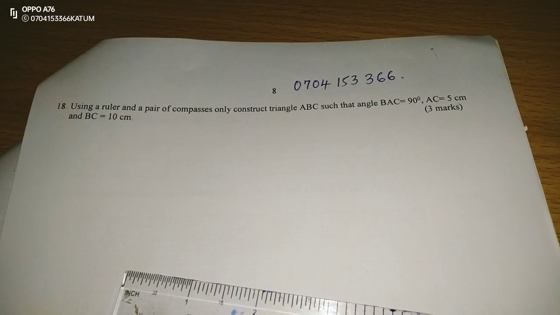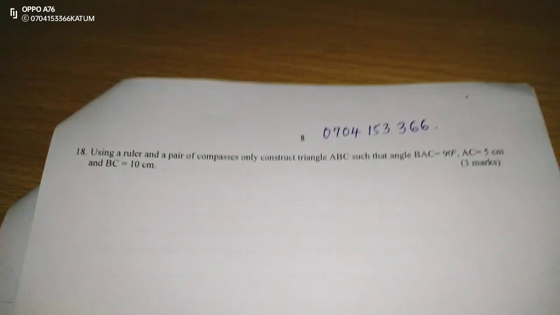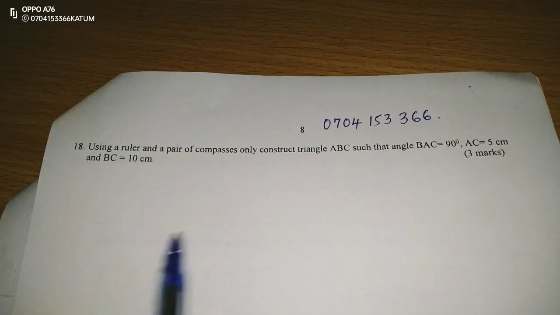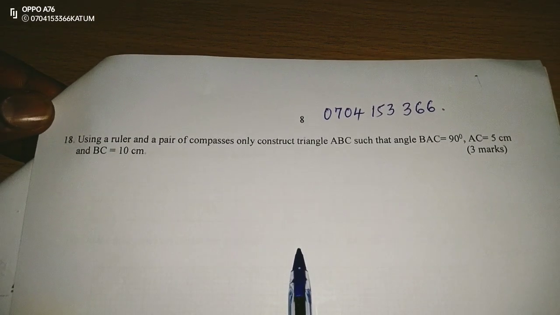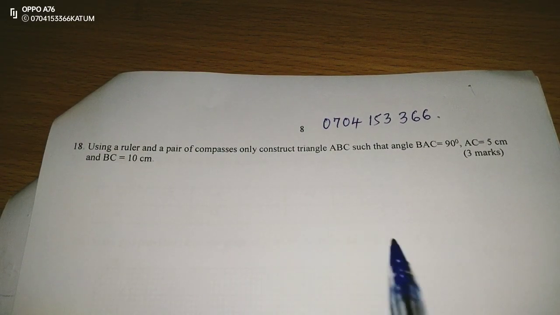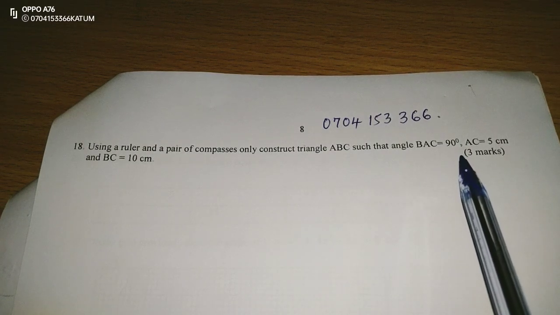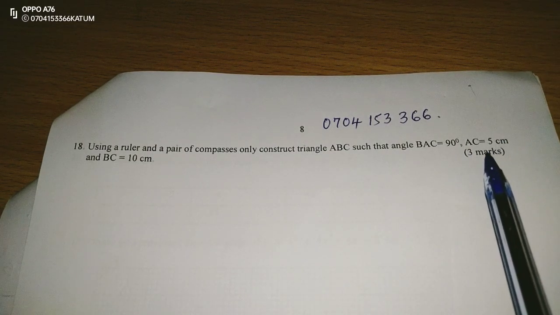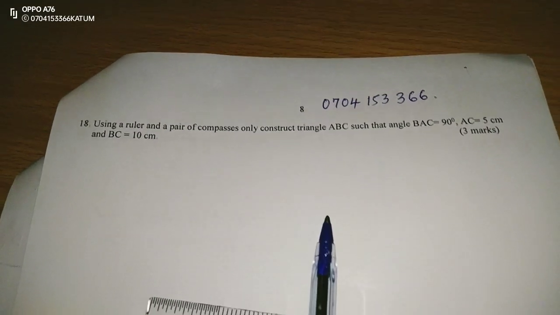We're going to look at some geometric constructions. Number 18, using a ruler and a pair of compasses only, construct triangle ABC such that angle BAC equals 90 degrees, line AC is 5 centimeters, and line BC is 10 centimeters.